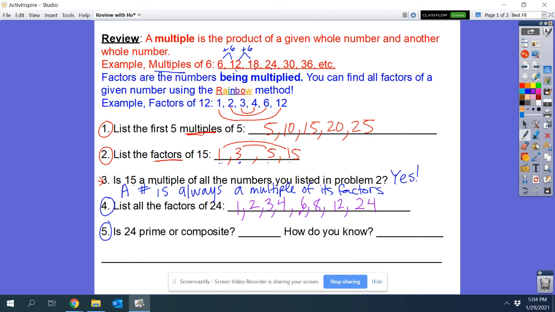And the final question, is 24 prime or composite? You should have said it is composite. And how do you know? Well, a prime number's only factors are 1 and itself. A composite number has more than 2 factors. So you just proved in problem number 4 that we can say that because it has more than 2 factors. And in fact, in problem number 4, you see that there are many more than 2 factors. And again, we want in our explanation to use some good math vocabulary.